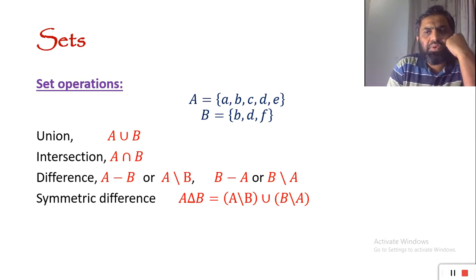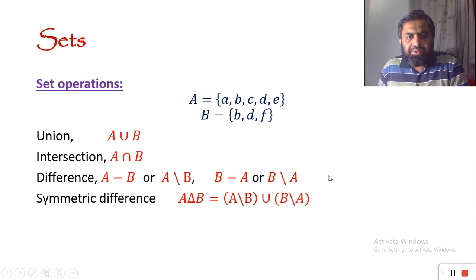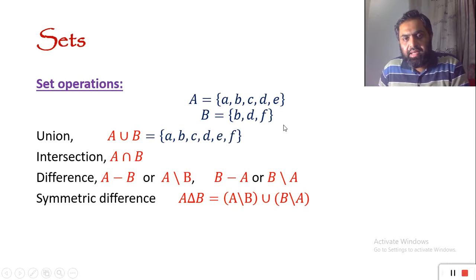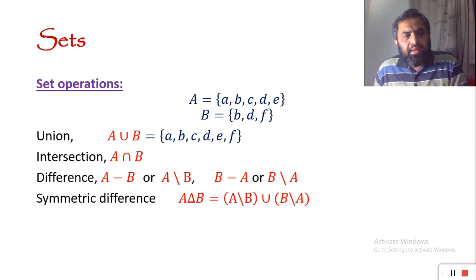Let's take an example. We have two sets. A is equal to {A, B, C, D, E}. We have 5 elements here. And B is a 3-element set, B is equal to {B, D, F}. If we want to take the union, we will take all elements in set A and all elements in set B. Remember, in sets we do not repeat elements. If one element is included, we don't have to write it again. And order doesn't matter, it doesn't matter in which order you write the elements. So A union B is all elements of A and then all elements of B: A, B, C, D, E, F. So we get all elements.